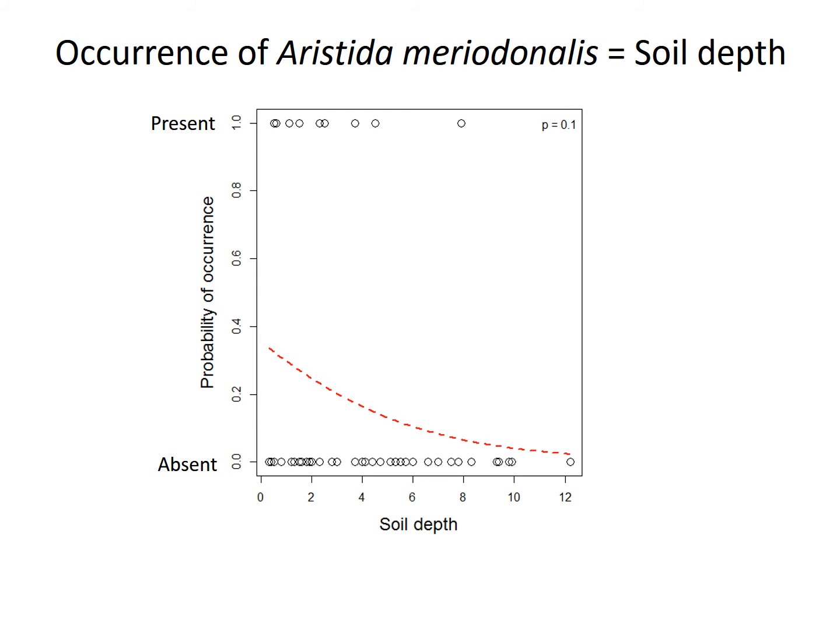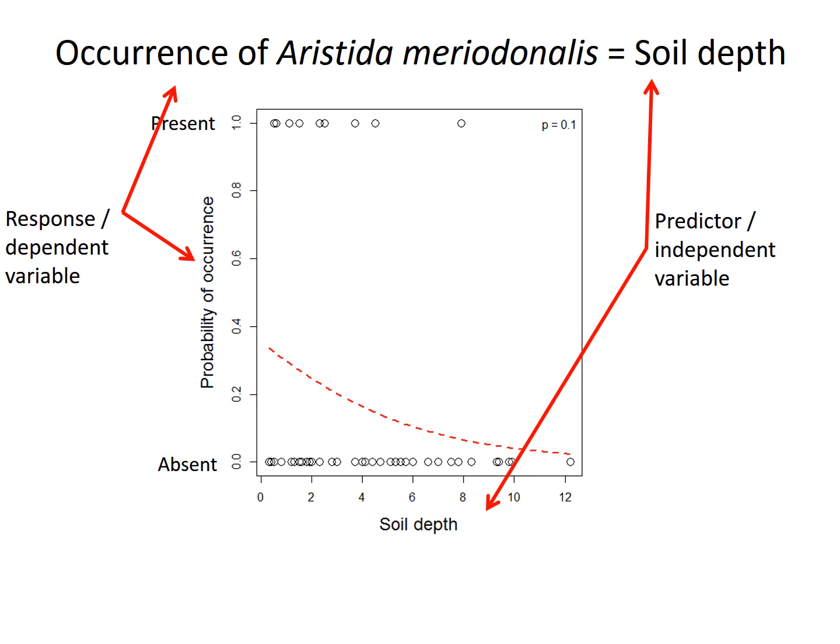So let's take a step back and use an example here. If we wanted to predict the abundance, or the probability of occurrence, of a grass based on soil depth, we could plot the data and fit a regression line to it, and we could see, okay, as soil depth gets deeper, the probability of occurrence of this grass declines. So that's a really simple model. We've got one response or dependent variable, and one predictor or independent variable. Because there's just one response and one predictor, we'd say it's a univariate model.